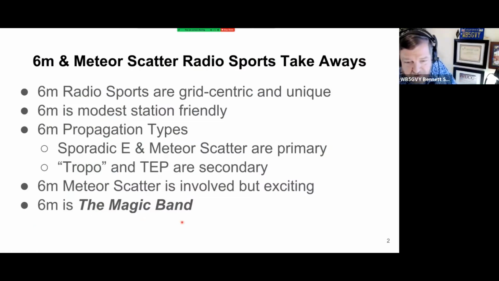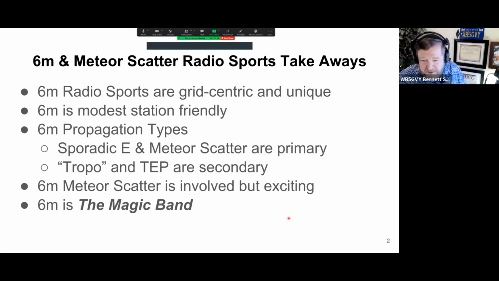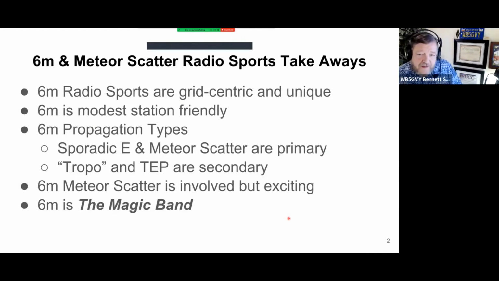Okay, so this is the agenda for the talk, and we're going to revisit this slide at the end. These are the things that I hope you'll take away from this. The 6-meter radio sport is very grid-centric and unique compared to other bands, or at least compared to HF. I found that 6 meters was modest-station friendly. I have a modest station. I'm in a homeowners association. I have all my antennas in the attic, and we'll look at that in a minute.